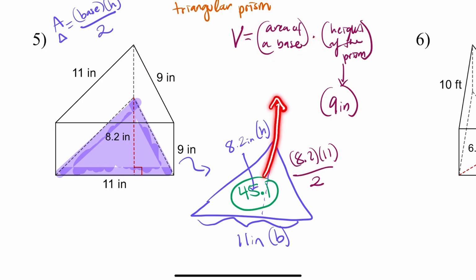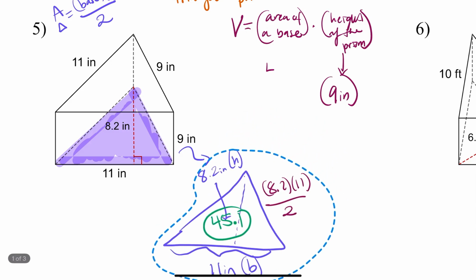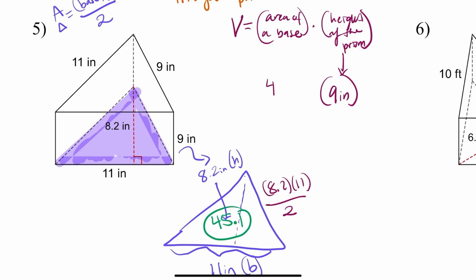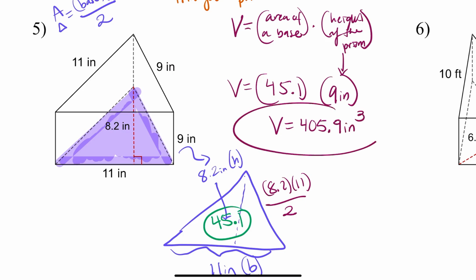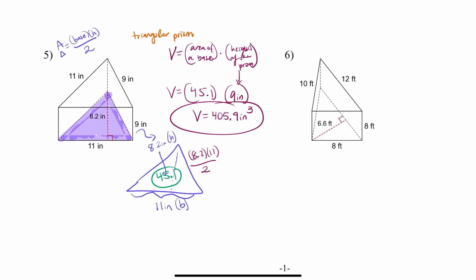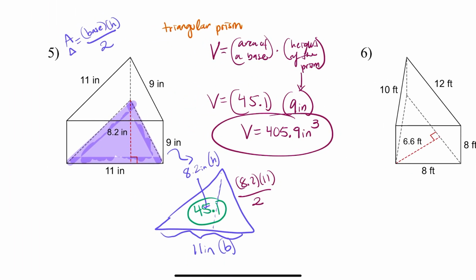Now I can plug it in here. Actually, let me write that a little closer. Let me move some of this stuff really quick. That works. So 45.1. This is all for volume. I can find the total volume now and just multiply the area of the base by the height of the prism: 45.1 times 9. Your final answer, if I filled it up with water, is 405.9 inches. Volume is always cubed. Go ahead and look at that for a second.